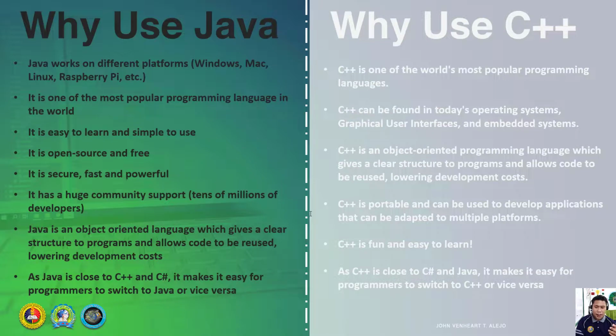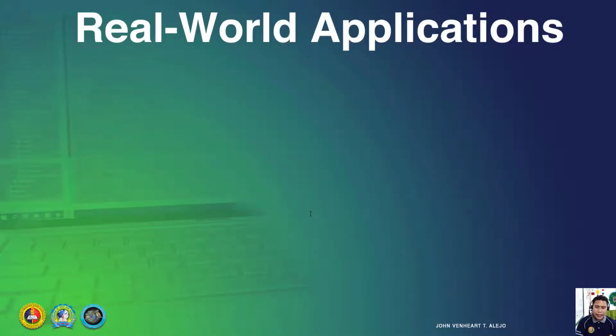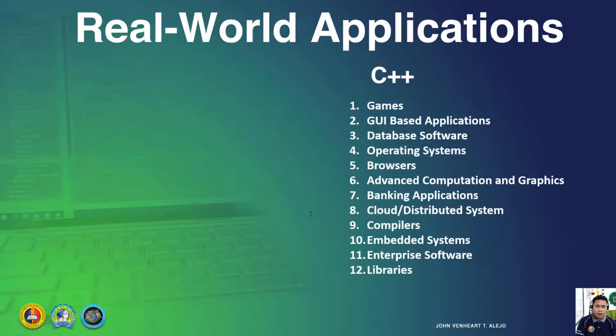You will find the answers. Java is an object-oriented language which gives a clear structure to programs and allows code to be reused, lowering development costs. Java is close to C++ and C Sharp, making it easy for programmers to switch to Java or vice versa. So they are very similar, and Java is not hard to learn. I will do my best to explain it in the easiest way for you to understand. Okay, next: real world applications.